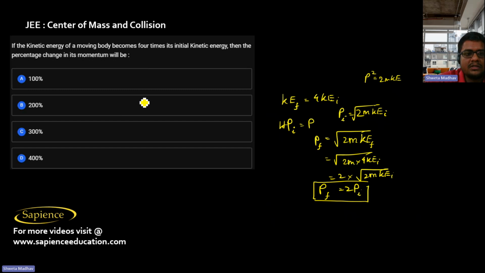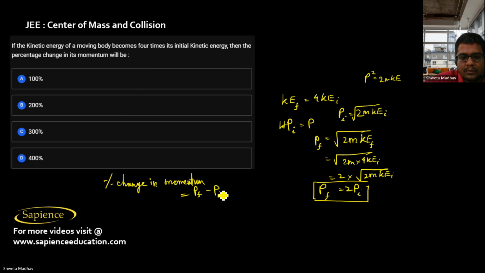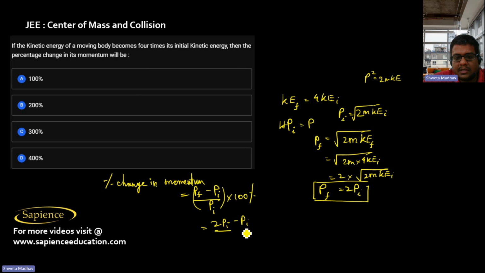So the percentage change in the momentum we have to find. The percentage change in the momentum will be equal to final momentum minus initial momentum by initial momentum into 100%. So final momentum is 2 p initial minus p initial by p initial into 100. So p initial by p initial is 1, into 100. So that is 100%. So 100% change in the momentum will take place. So option A is the correct answer.